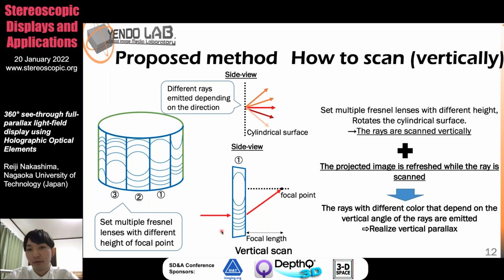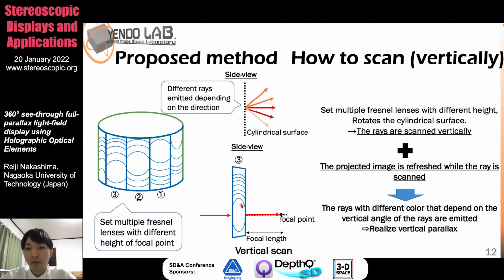If a parallel ray is incident on the lens, like this, the ray is focused on the focal point as shown by the black dot. Since the cylindrical surface rotates, the ray is incident on the second lens. This is the first lens, this is the second lens, and this is the third lens. The ray hits the first lens, and next, as the cylindrical surface rotates, hits the second lens, like this, and the third lens. Therefore, the ray is scanned vertically among these lenses.